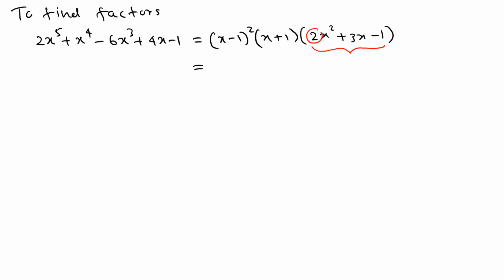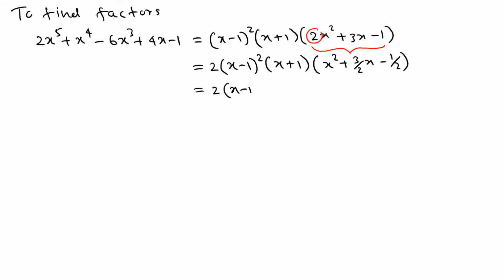So that means we can write this one as 2 times (x minus 1) squared (x plus 1), and we divide each term by 2. So it is x squared plus 3/2 x minus 1/2. That's what we get. Now since we know the alpha and beta, the two factors, we can write this one like this. It is 2 (x minus 1) squared (x plus 1), and then this is simply (x minus alpha) and (x minus beta). We already know what alpha and beta are because we solved the quadratic equation. So we just plug in there.